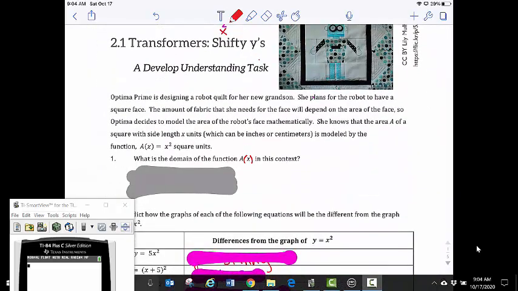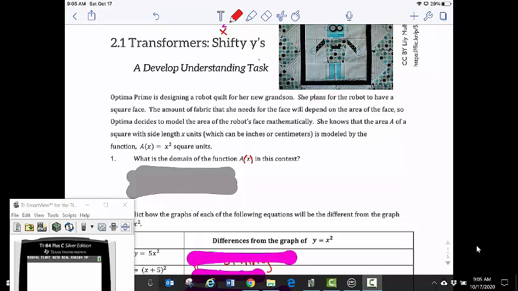Optima Prime is designing a robot quilt for her new grandson. She plans for the robot to have a square face. The amount of fabric she needs for that face will depend on the area of the face, so Optima decides to model the area of the robot's face mathematically. She knows that the area of a square with side length x units, which can be in inches or centimeters, is modeled by the function A of x equals x squared units.